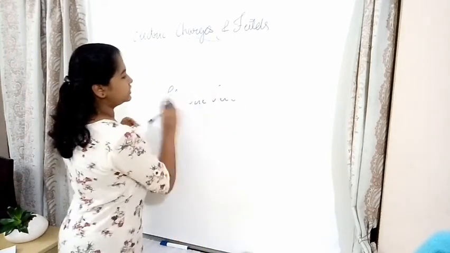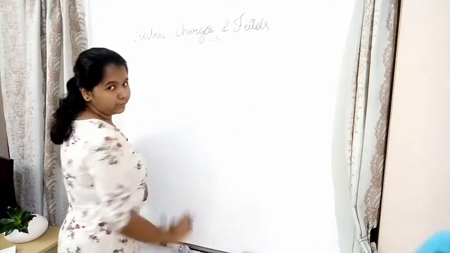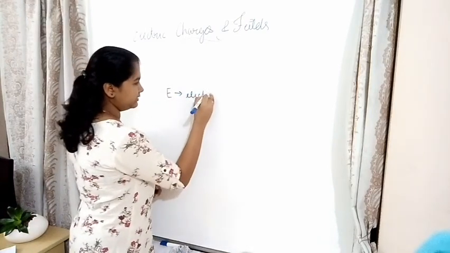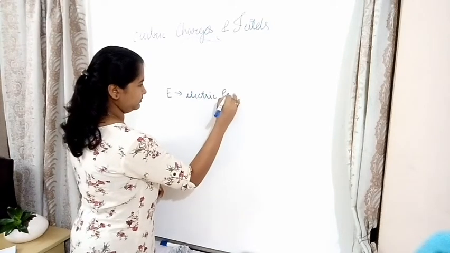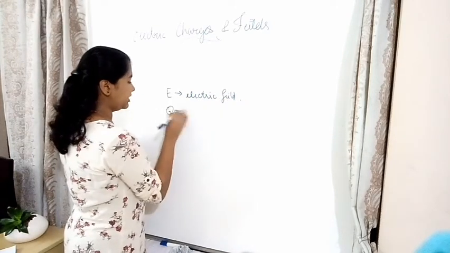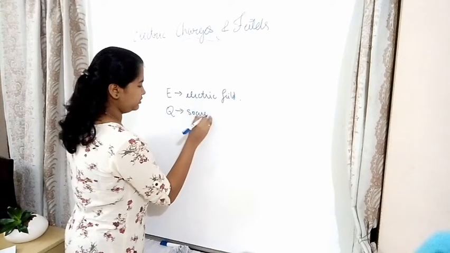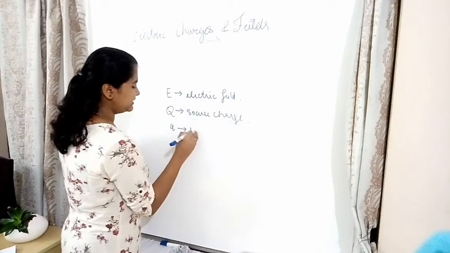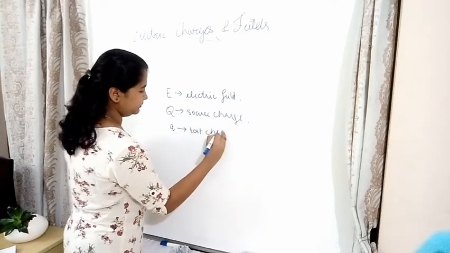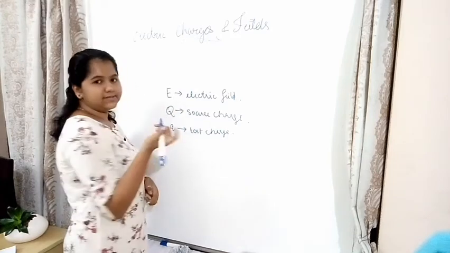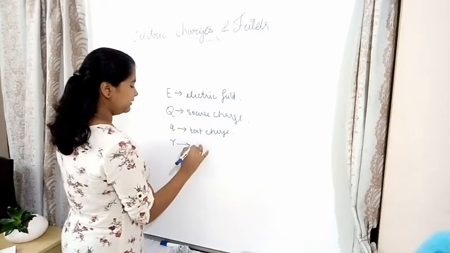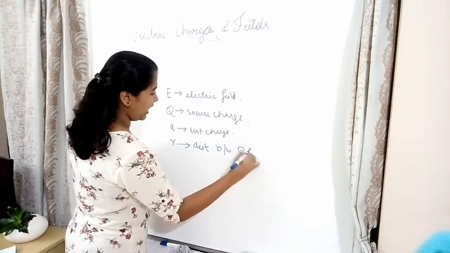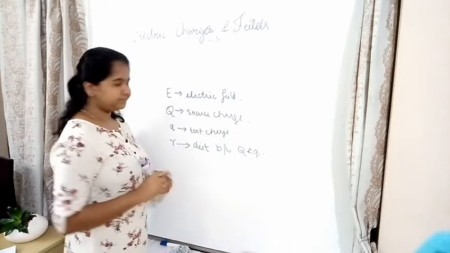Before that, we have to write some short forms for each term. E is electric field. Capital Q is source charge. Small q is test charge. And R is the distance between Q and q. Okay?